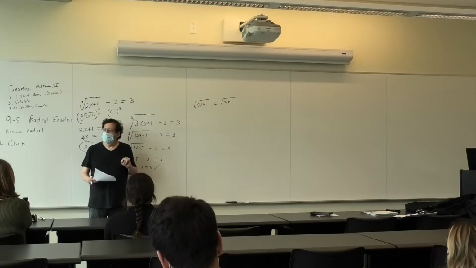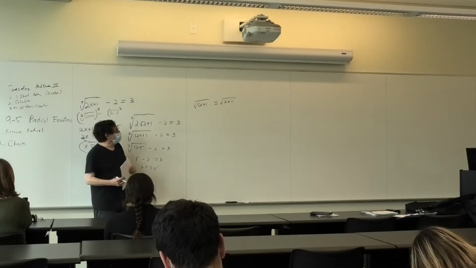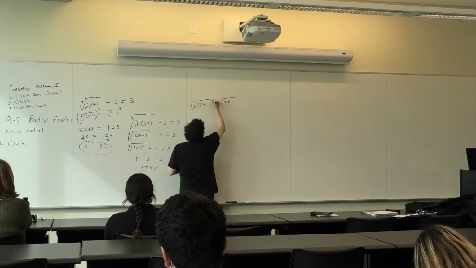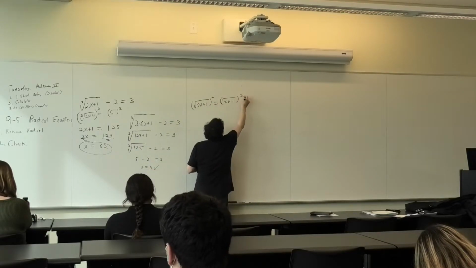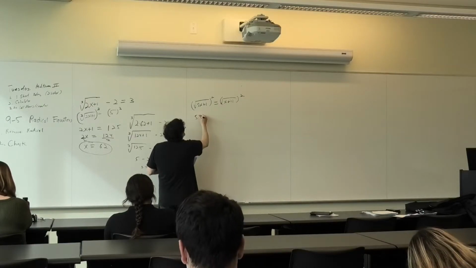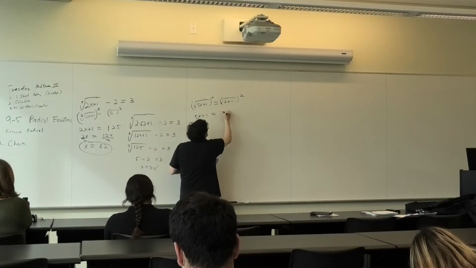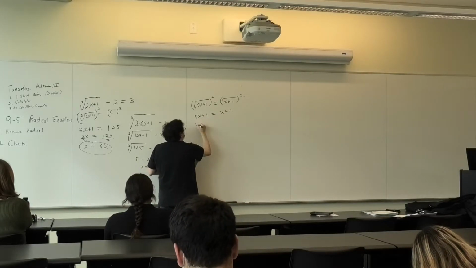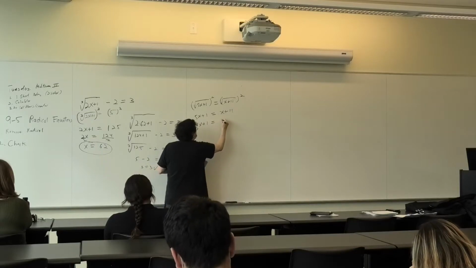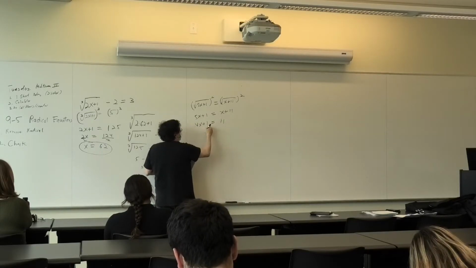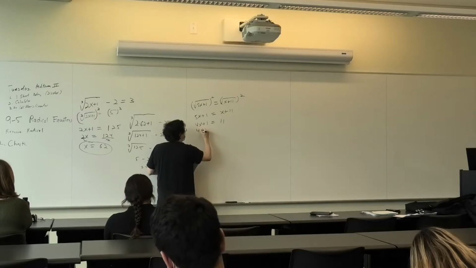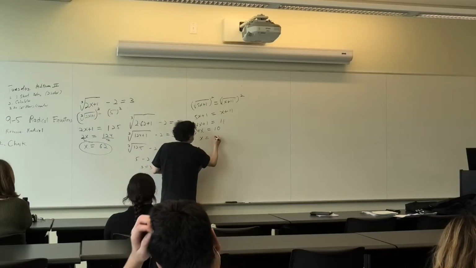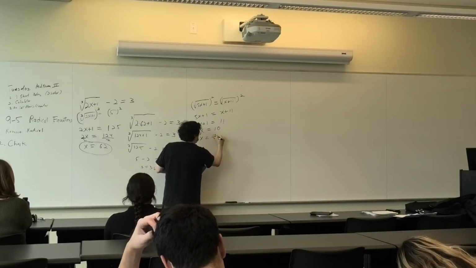Yes? Square both sides. Square both sides, yeah. Why not? All right. Squared, 5x plus 1 equals x plus 11. Subtract x from both sides. And I subtract 1 from both sides. And I divide by 4. So 10/4 is 5/2.